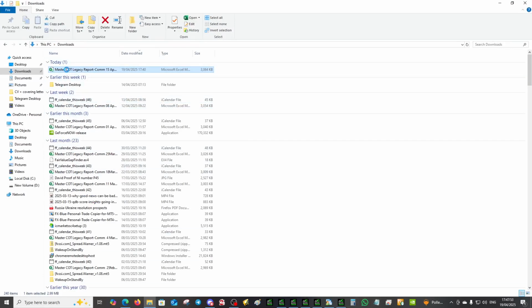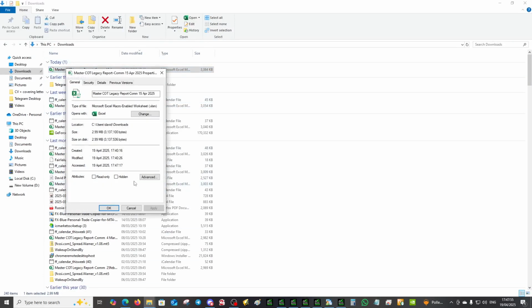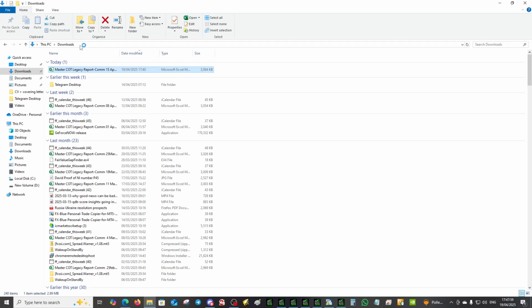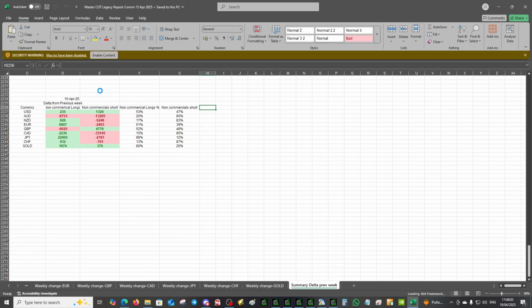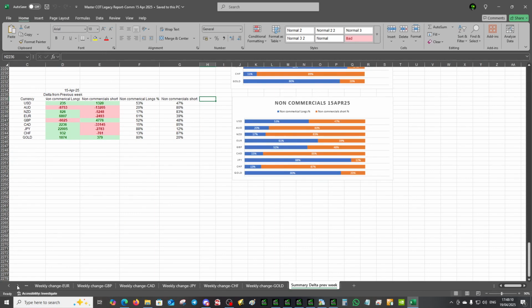So right click, properties. We've unblocked it, that's great, and then we just double click it. And then there's just one last thing we need to do, and this bit, enable the content. The macros have been disabled, but we've unblocked it and now enabled, okay? So come left, chart page.